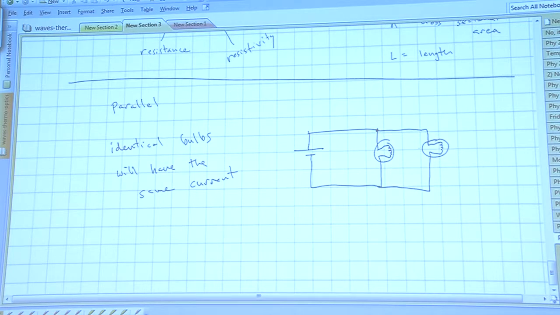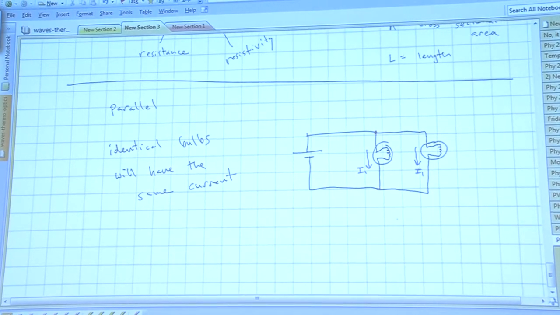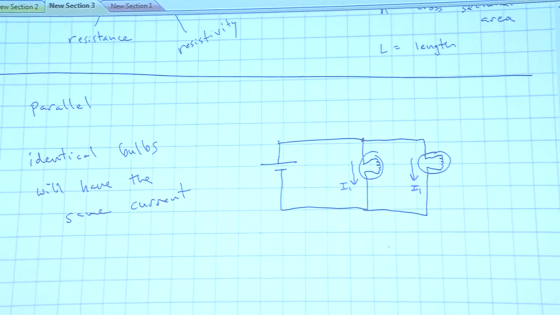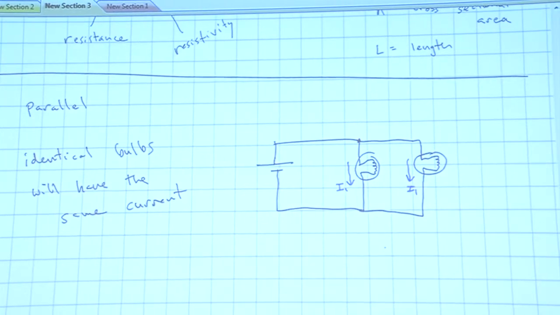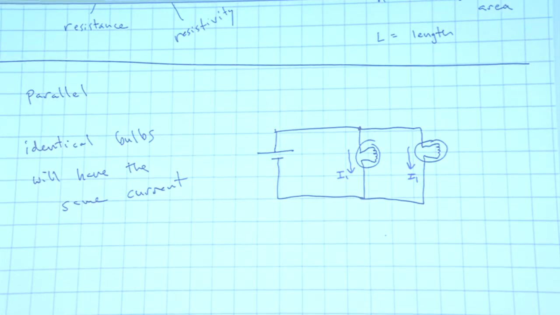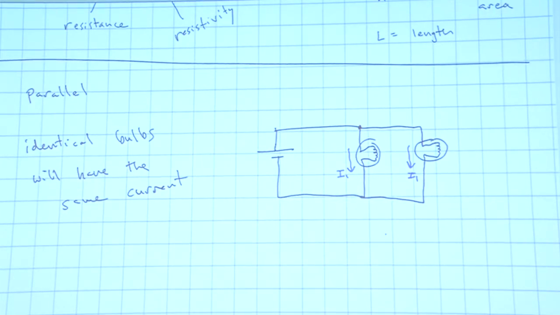Okay, so what we have is current. I'm going to call this I1, and this is I1, right? So the same current flowing through either bulb. What do you think is flowing through the battery? I1? How much is going through the battery? 2 times I1. You see that?